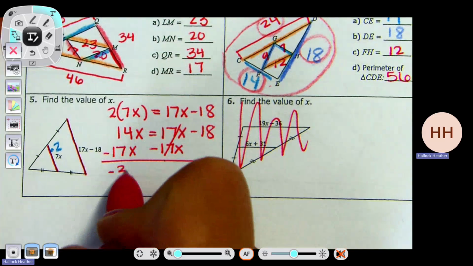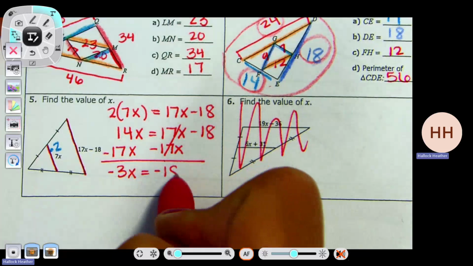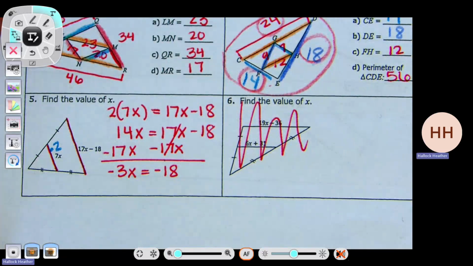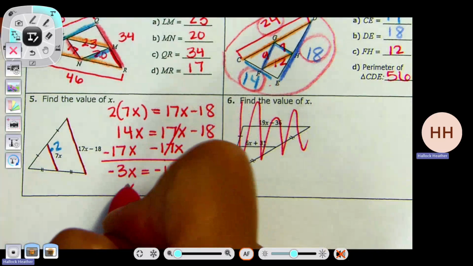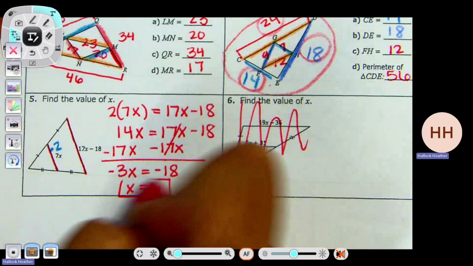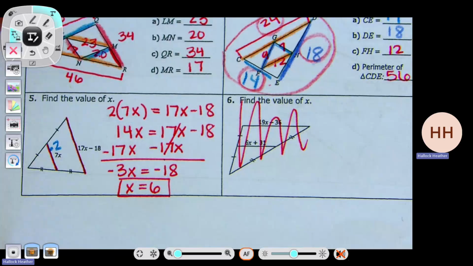That makes negative 3x equals negative 18. Now I have the 2 negatives. Last step, I divide. So how much is x? 6. So we're going to do the same thing. We're going to skip 6. We're going to go to 7. Okay, so let's go to 7.